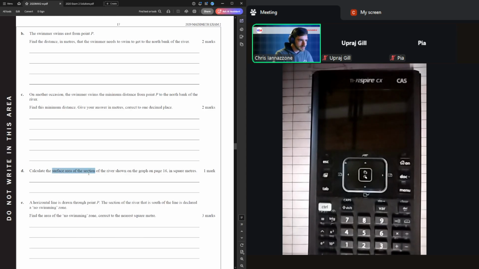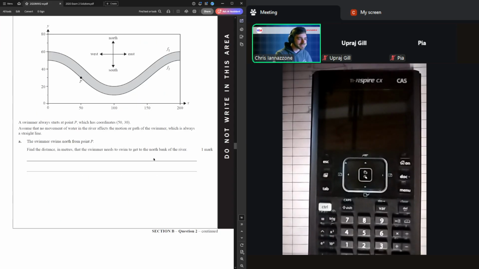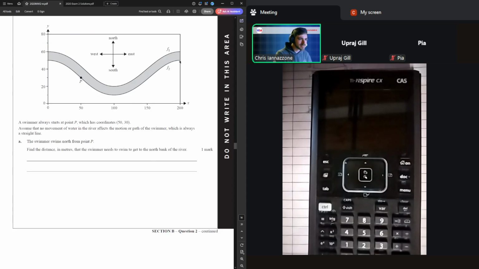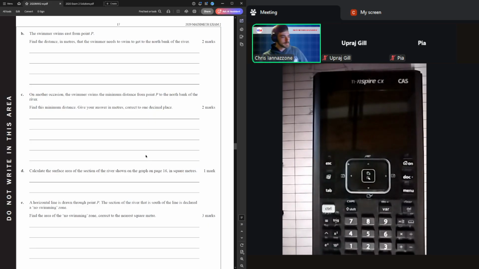D. Yeah, D. Surface area of the section shown on page 16. I don't think I've ever seen it referred to as a page. I mean, I have, because I've seen the exam before, but I don't remember it being very often. Surface area of the section of the river. Okay, yeah, so just surface area of the river. That's a fairly standard question. See how we go.